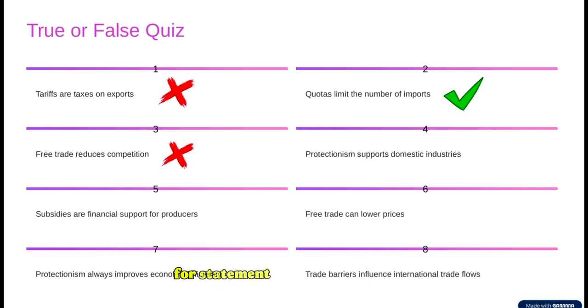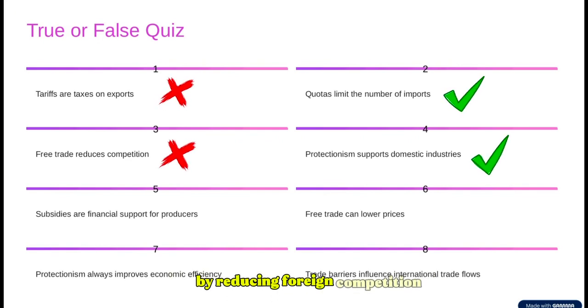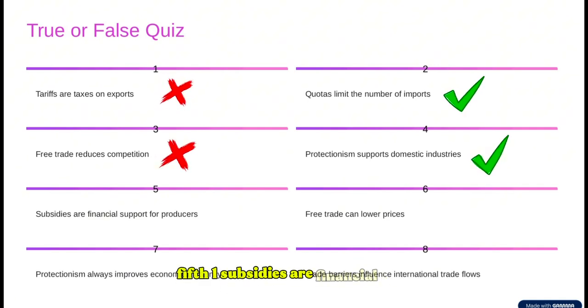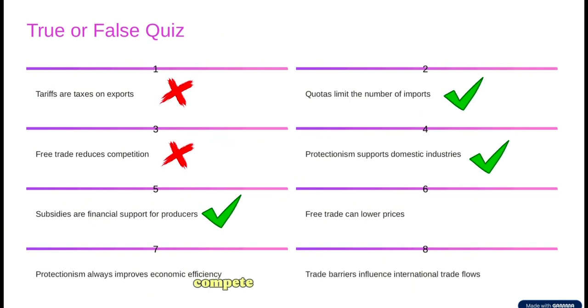Fourth statement, protectionism supports domestic industries. That's true. Protectionism helps local businesses and workers by reducing foreign competition through tariffs, quotas, and subsidies. Fifth one, subsidies are financial support for producers. That's true. Governments provide subsidies to help domestic producers compete with imported products.